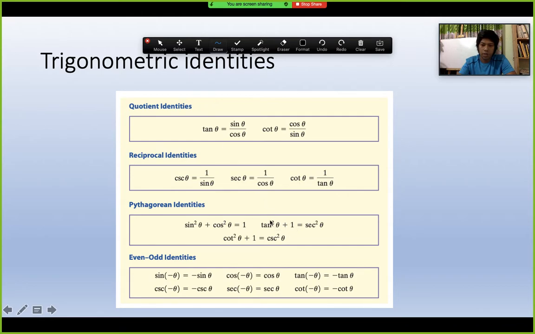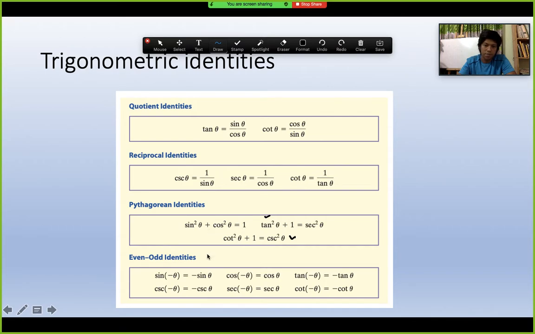So these two lines here, this one and this one, they actually come from this. If you divide both sides by cos square theta, then you will get this one. If you divide both sides by sin square theta, then we will get this line. This is actually Pythagorean theorem. This means x square plus y square, where sine is y, so y square plus x square equals 1 in the unit circle.